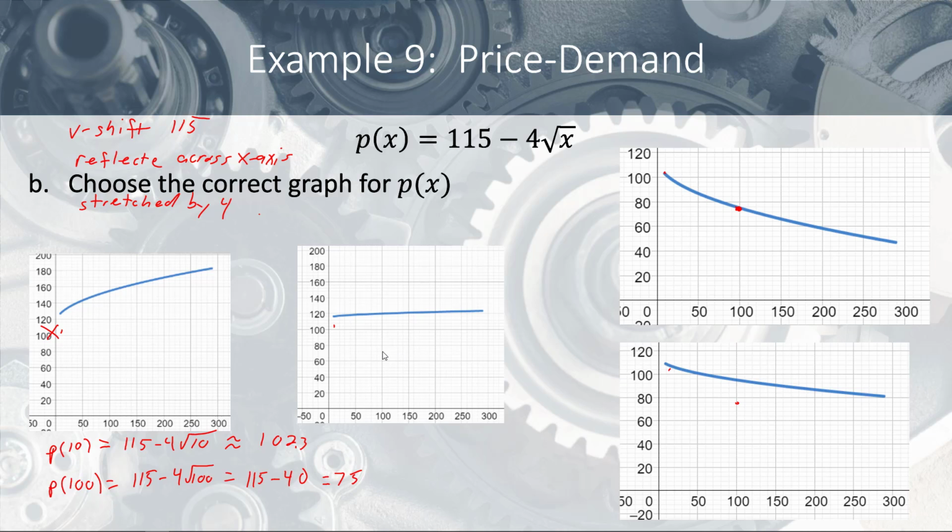Once again, 75 would be there, and 75 would be way down there. So this is actually the only graph that works, and that's how you would do it. Basically find two easy points to compute and see if they plot.